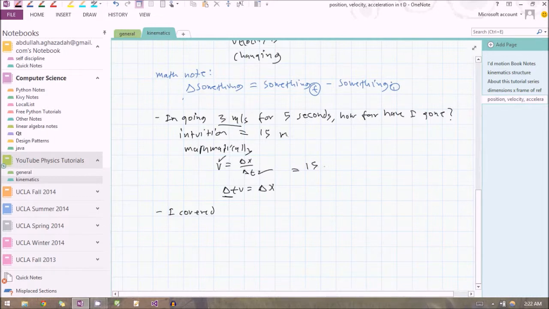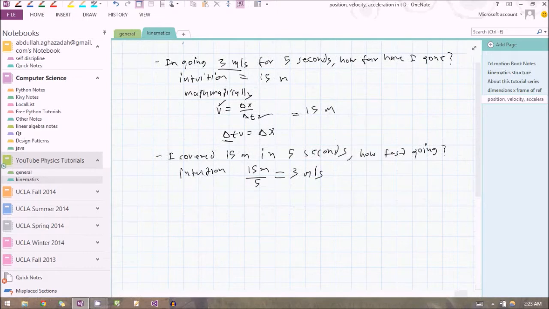I went 15 meters. What if I told you that I covered 15 meters in 5 seconds? I covered 15 meters in 5 seconds. How fast was I going? Again, your intuition can kind of tell you that, okay, I simply do 15 meters in 5 seconds and I get 3 meters per second. That's what probably your intuition tells you.